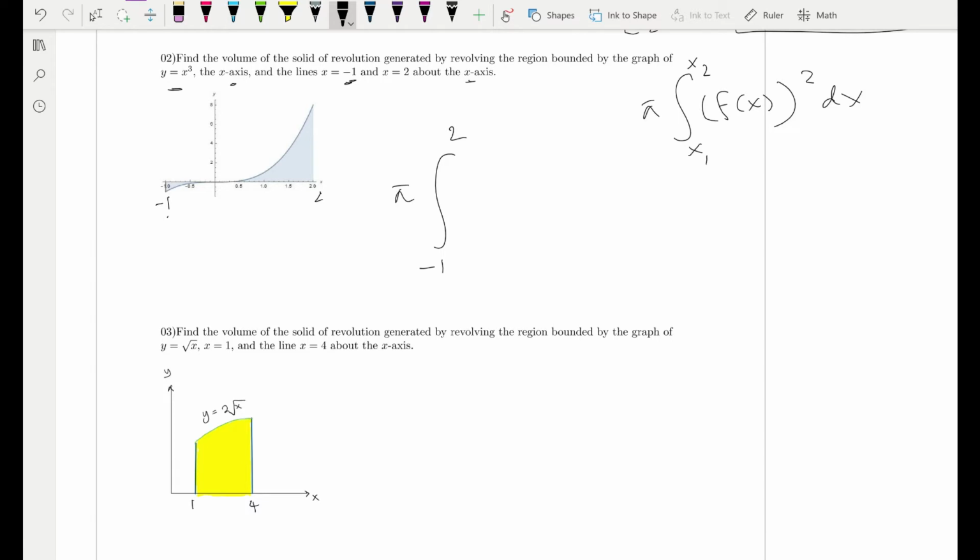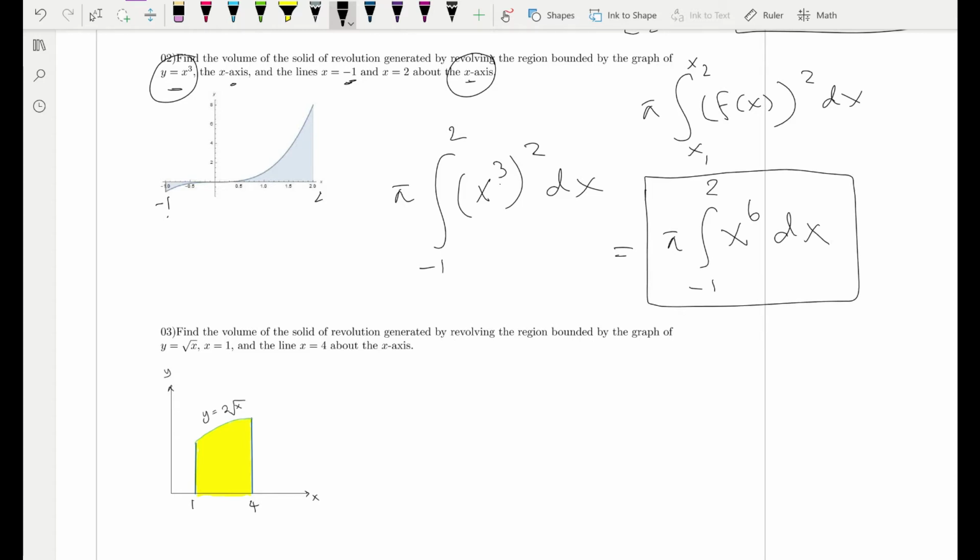So pi, and you're rotating around the x-axis, so it's pi f(x) squared. The function is x cubed, so it's x cubed squared dx. That's the idea. It's super simple. So it's pi, integral from -1 to 2, x cubed squared is x to the 6, since 3 times 2 is 6. So this is the integral.